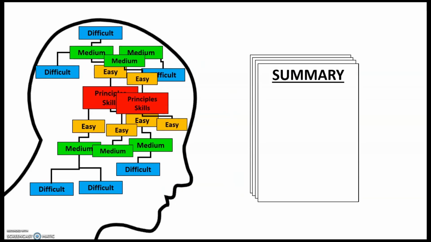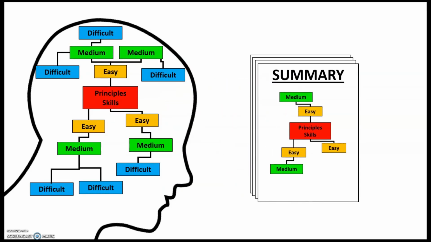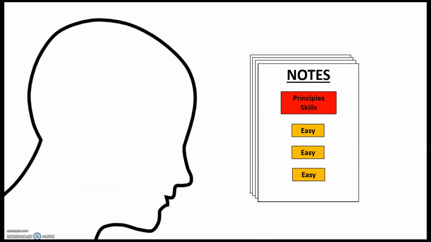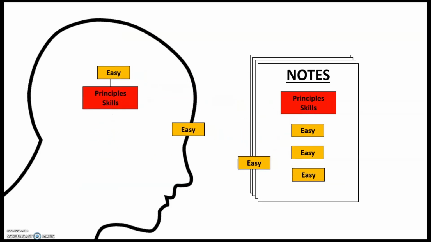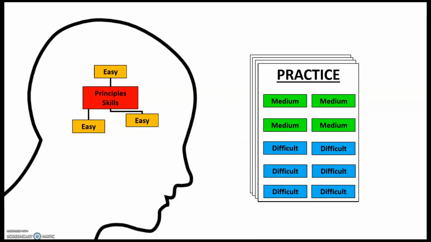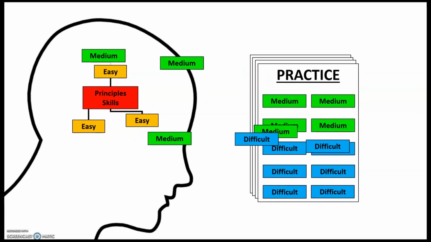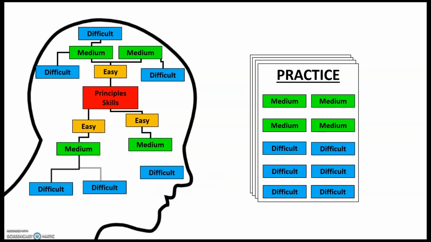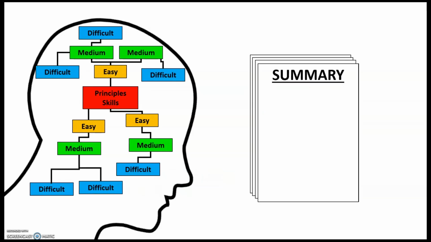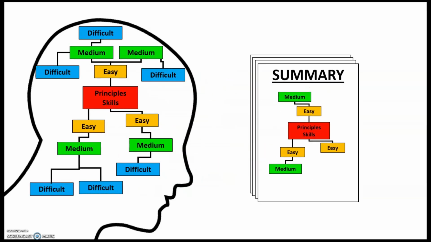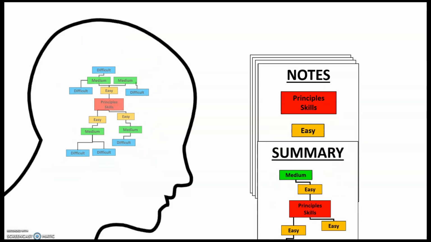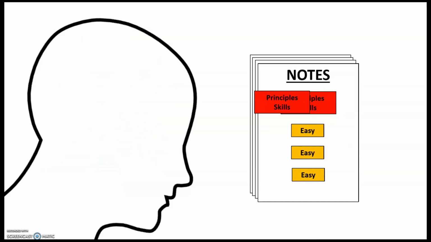And then we come to the summary writing, where we want to capture this network of knowledge that we have just acquired. And then the process repeats again. Principles and skills, easy applications linked to the principles and skills, moving on to more medium and difficult applications, and not wanting to forget. And so we get that network of information and we apply it to a summary in the best way that we understand it.